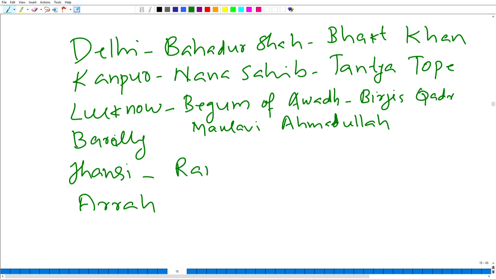In Jhansi, Rani Lakshmi Bai provided leadership to the rebellion of 1857. In Arrah, Kunwar Singh provided leadership to the rebellion of 1857. But despite the stiff resistance provided by these leaders, the British suppressed the rebellion ruthlessly.